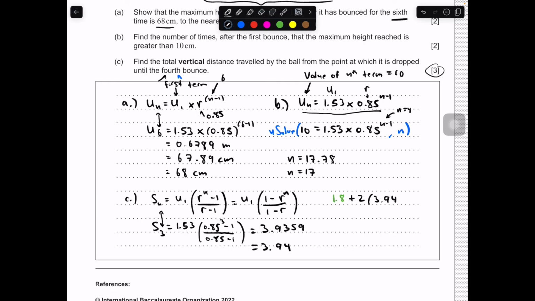I'm actually going to write out all of the digits just because we don't really want to put 3 sig figs until the question is over at the end. So 3.9359. And let's work that out. I'm going to put that on my calculator that I have beside me. 3.9359 multiply by 2 and then add 1.8. And this gives us 9.67 meters. And it doesn't ask for centimeters or meters, so we can just keep it like that.